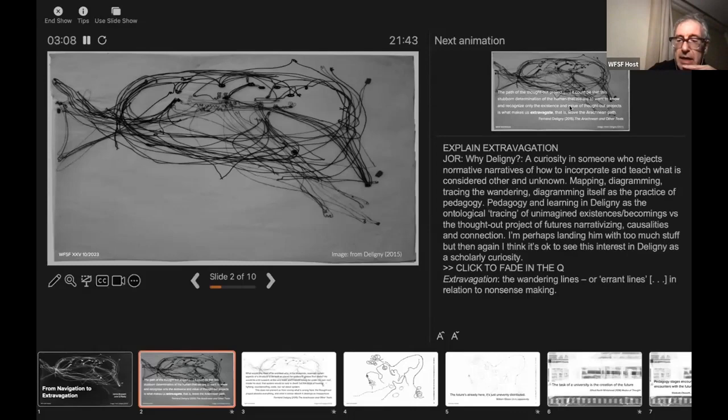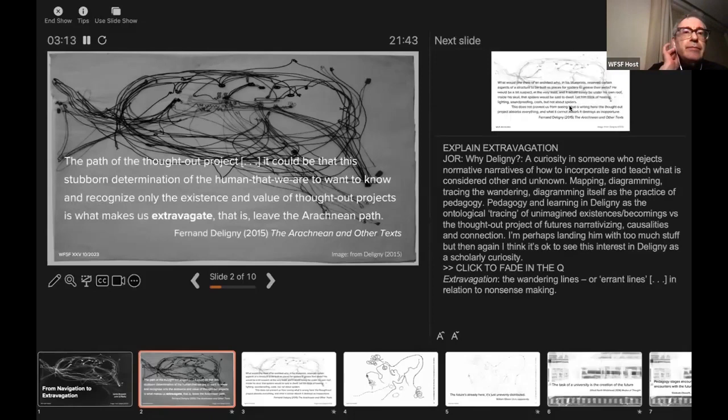what he calls the thought out project. This is a quote from the book, The Arachnean Path: "It could be that this stubborn determination of the human that we are to want to know and recognize only the existence and value of thought out projects is what makes us extravagate, that is, leave the Arachnean path."